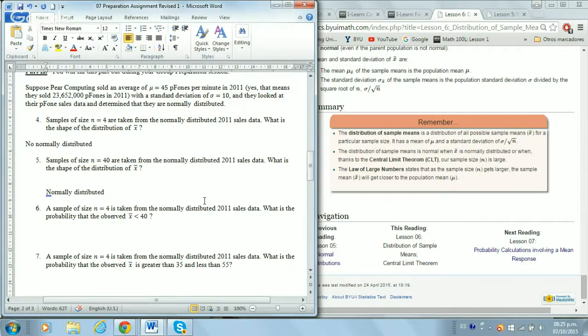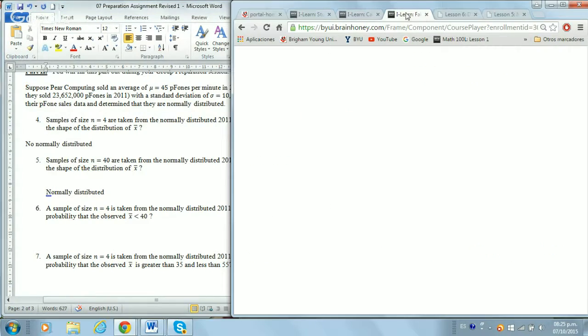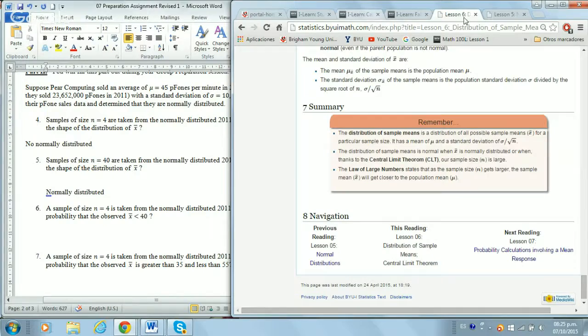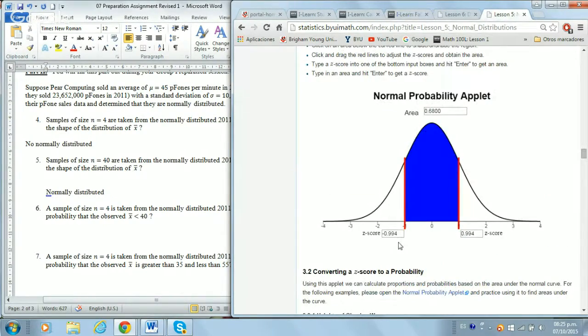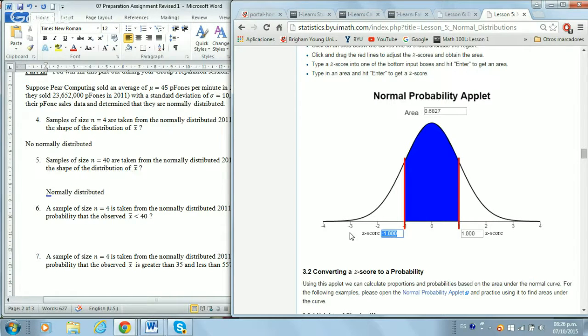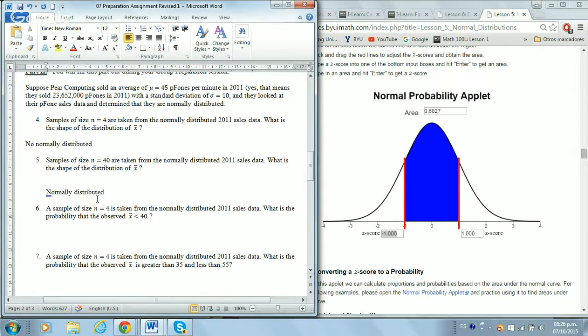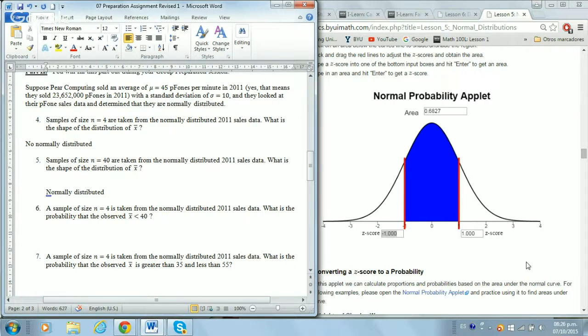So that -1 z-score you have to put in the applet. The applet is -1, right? Yeah, -1. But what they ask in the question is, what is the probability that the observed value is larger than 40? So less than. I'm sorry? Less than 40. Oh, less than 40? Yeah. Okay.